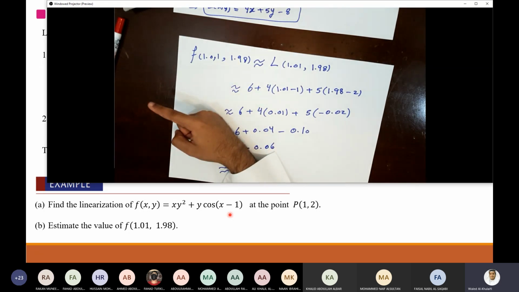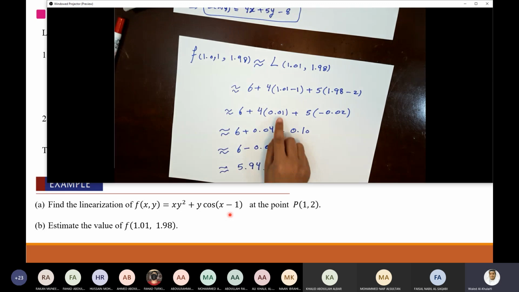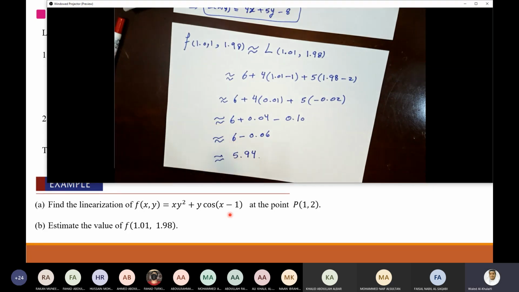Look here, you have cosine. So what is cosine of 0.01, for example? Then x and y squared, that's fine. You can multiply and divide, but you have a problem at the cosine. What is cosine of 0.01? Here you need to think of a way to find it, maybe using Taylor series or whatever.